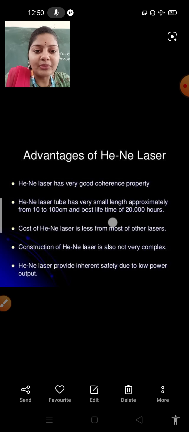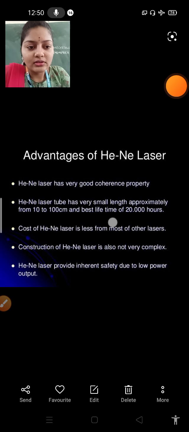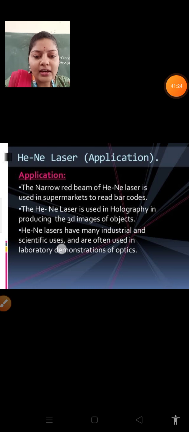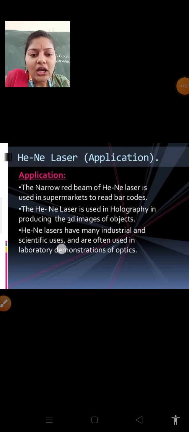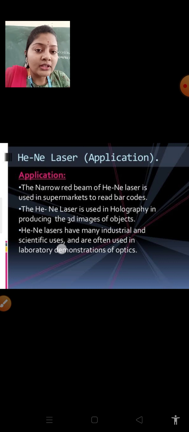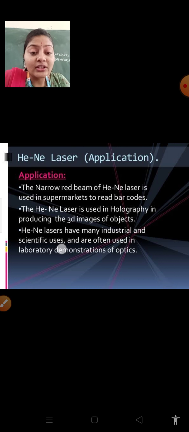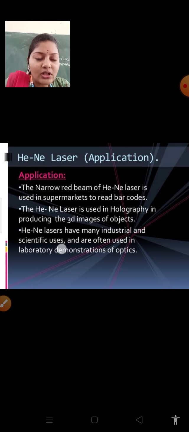Now coming to the application part. These are some of the applications of the helium neon laser. The narrow red beam of the helium neon laser is used in supermarkets in barcode readers. So in supermarkets we use the barcode technique because it is one of the applications of the helium neon laser. And next, the helium neon laser is used in holography in producing 3D images of objects.